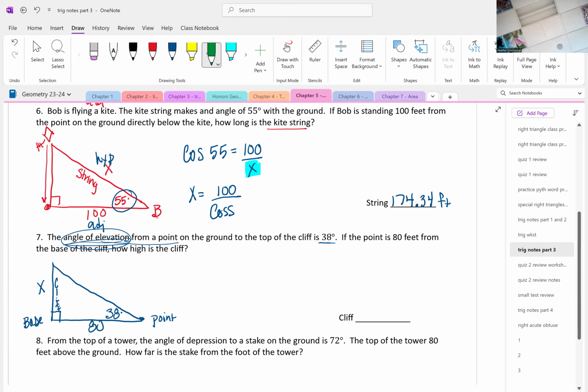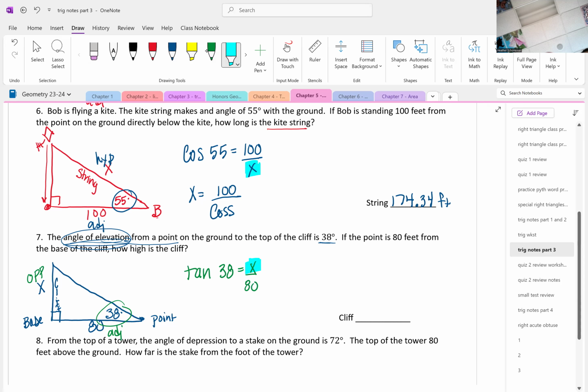We got a point on the ground, and the cliff is 80 feet from it, and then we want to know how high the cliff is. All right, so looking at this, we've got opposite, and we've got adjacent, so that's going to give us tangent. So the tangent of my angle measure equals opposite over adjacent. So that's going to be X over 80.